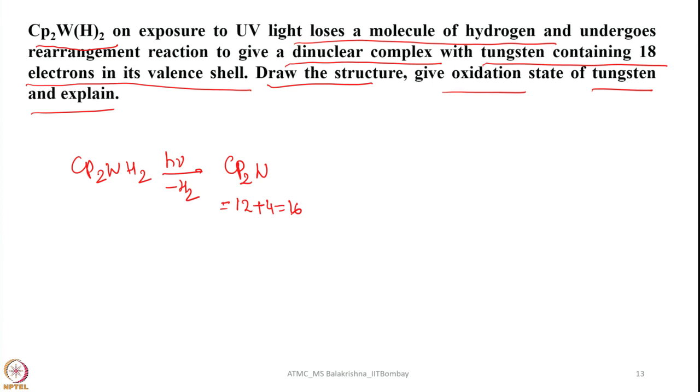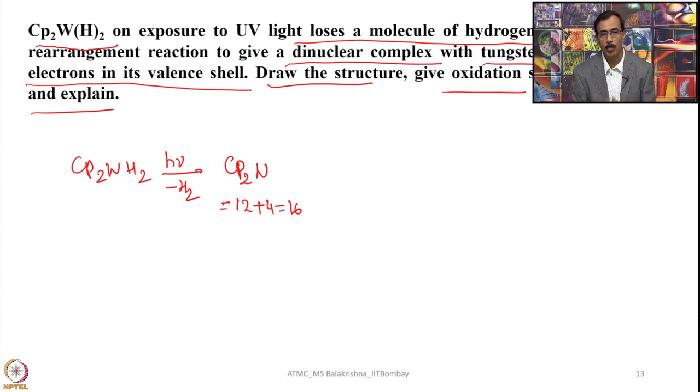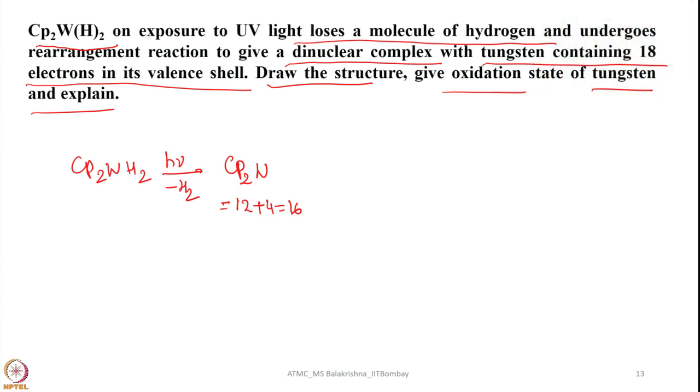If 16 electrons are there, you should not think that there are 2 metal-metal bonds between tungsten. In this case, the compound may not be stabilized because you do not have any bridging ligands to stabilize 2 tungsten units. In absence of any bridging ligand, probably this dimeric structure having 2 double bonds may not be stabilized. So then you should look for alternate methods. What are alternate methods? You have to use some of your chemistry knowledge to see what would happen to the Cp groups already present on it, whether something else happened to the Cp groups.